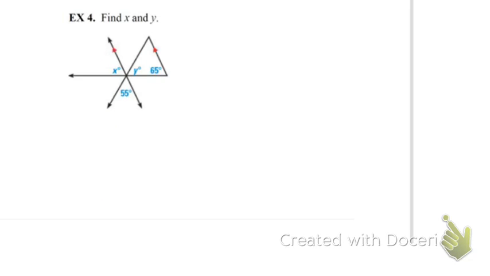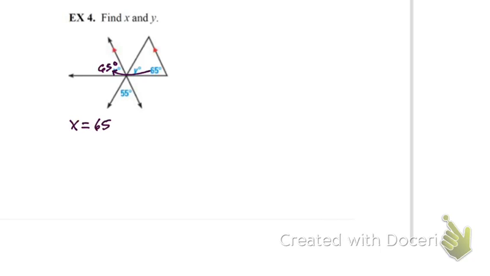Find x and y. Can someone walk me through this one? 65 degrees is corresponding to x. So x is 65 degrees because they're corresponding, right? Yes. So we already have x down.